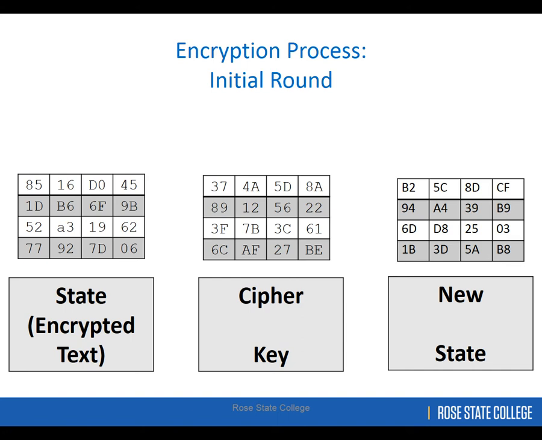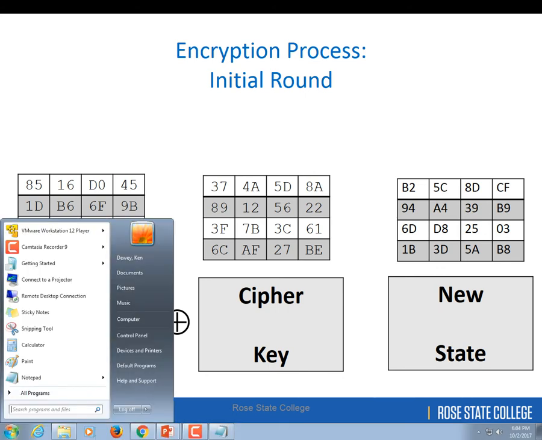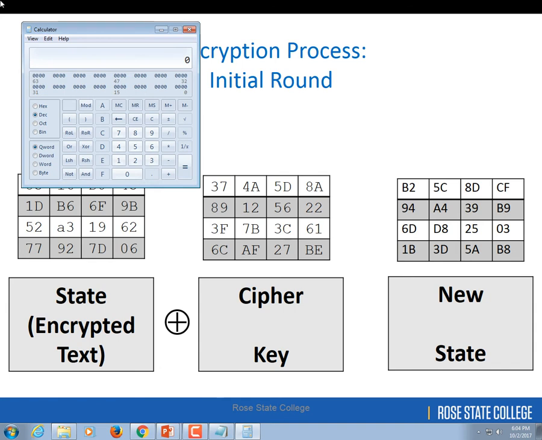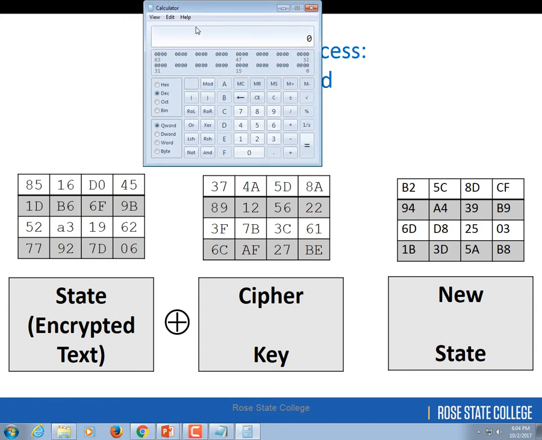Okay. All right, so now we have our state, we have our cipher key, and our new state. You take our state, we XOR with our cipher key, and we get our new state. That's the next step. Very simple. And if you don't know how to do that, I'm going to show you again. So if I took 85, XOR 37, what do you think I get? B2. Easy enough? So we have to do every block.